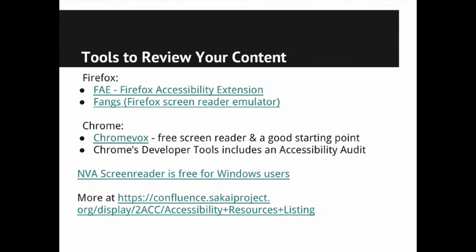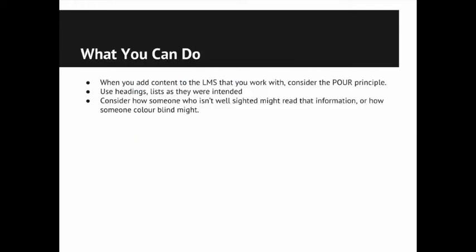You got to see a demo of Chromebox, and also Chrome's developer tools include an accessibility audit. I mentioned the NVDA screen reader, and our working group has a really big list of tools, which includes a short list at the top of the key tools for reviewing accessible content. So I want to highlight what you can do, which is consider these things as a core principle when you add content. Use things like headings and lists as they were intended, and consider how someone who isn't well-sighted might read that information, or how someone colorblind might be missing some meaning when you create it.